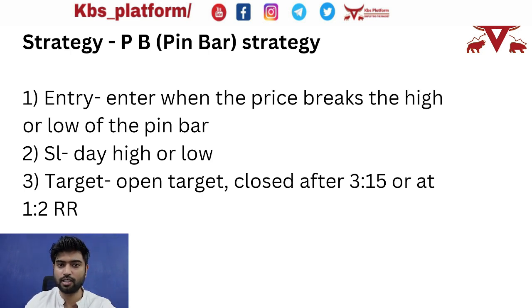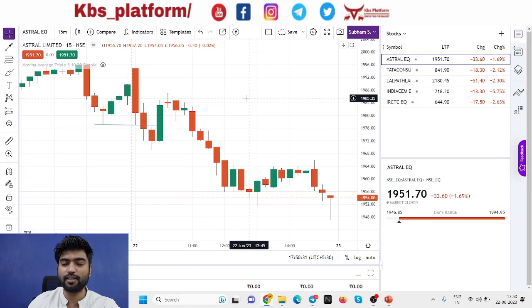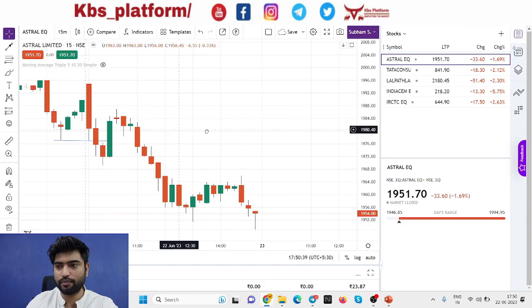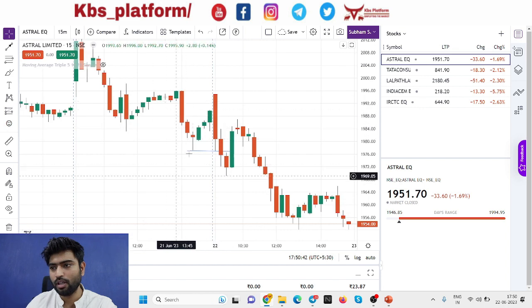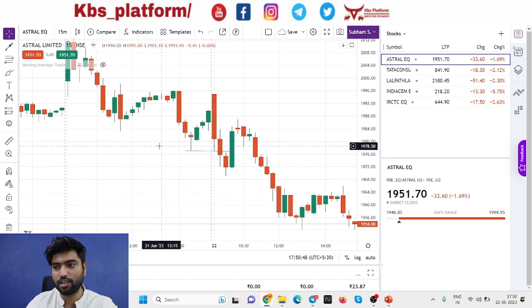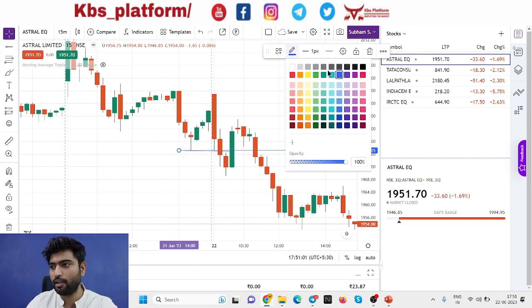So now we have discussed our stop loss, entry points and target for this particular strategy. Now we'll discuss a couple of examples where this entry has triggered, and let's see how it has worked out. One recent example of this strategy is Astral. Let's discuss that stock now. In this screen, this is a pin bar kind of candlestick pattern which is formed at the day low in the previous session. So today we would be taking an entry once the day low is crossed on the downside.